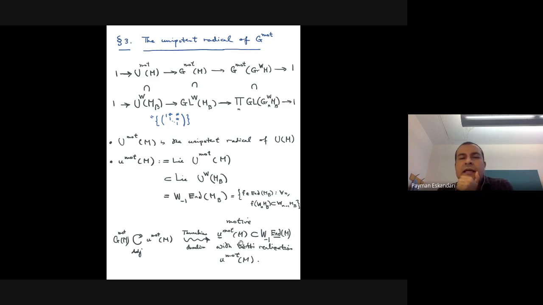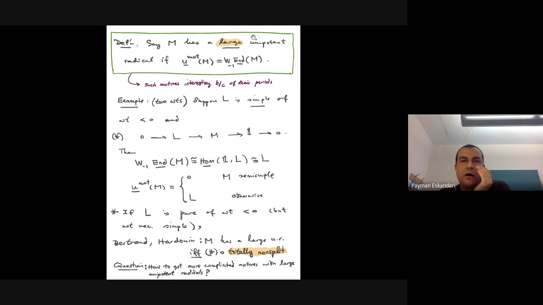So this is always contained in here, and we're going to say that M has a large unipotent radical if UM is actually equal to W_{-1} of End M. So the unipotent radical has an obvious upper bound, namely this thing here, and we say that M has a large unipotent radical if that upper bound is actually achieved.